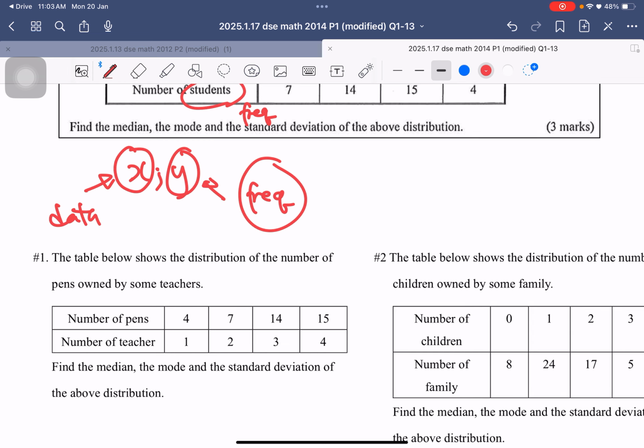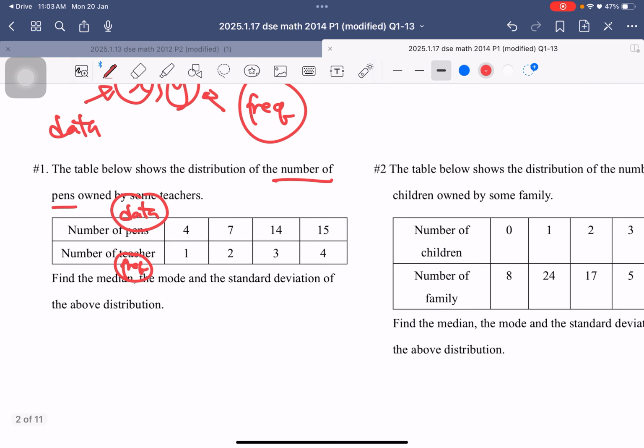So in this question it is the number of pens. I made it on purpose. I write this like the frequency, and I make this like the data. Okay, so the pens is our data, and the number of teachers is our frequency.